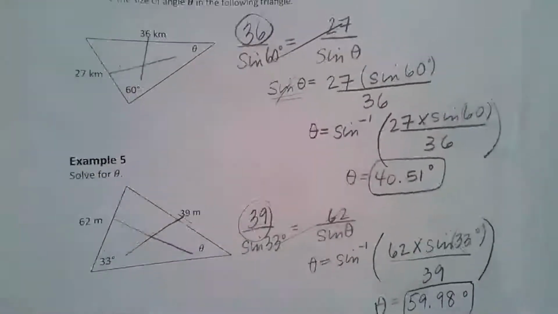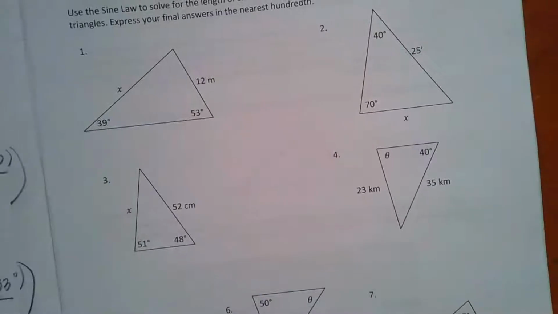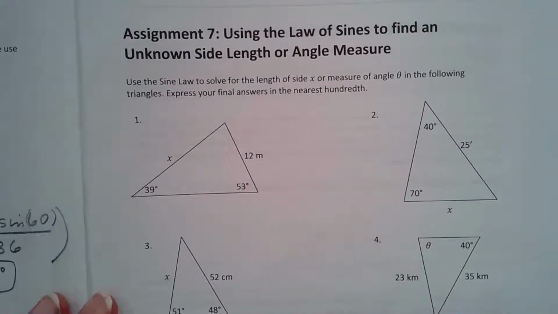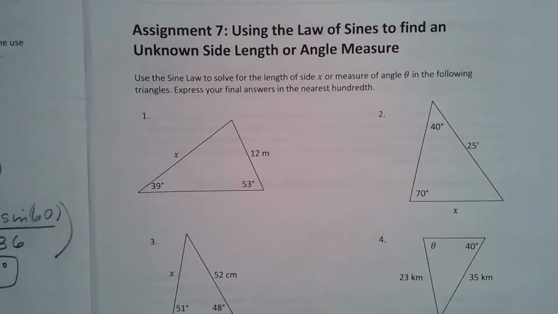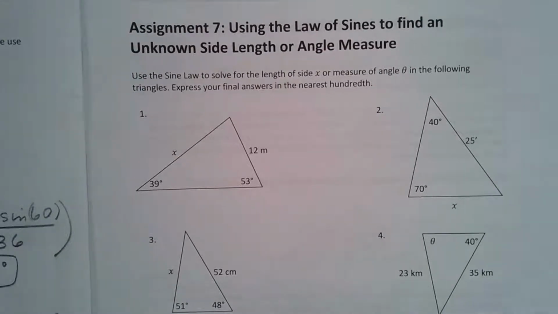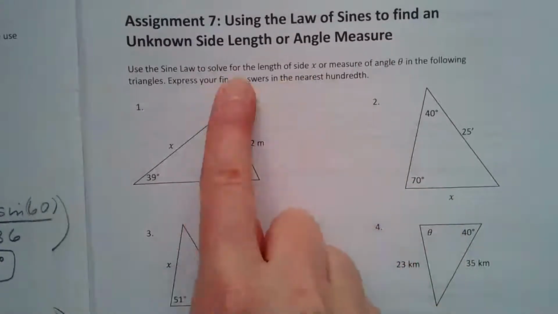But what I thought I would do is quickly go through the assignment. If you've already done the assignment, you don't have to. Or I thought maybe I'll pick a couple of questions from the assignment and then we'll talk about the law of cosines. So, using the law of sines to find an unknown side length or angle measure.